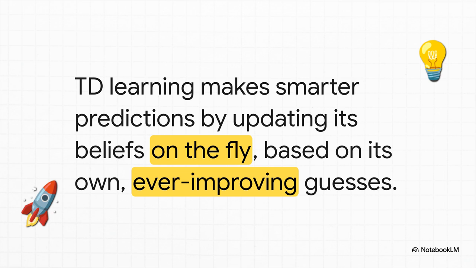It doesn't wait for the final answer. It learns step by step from its own journey. And that's what lets an AI learn and adapt in a complex world, one moment at a time. It really makes you wonder, right? If an AI can get this good at learning from its own guesses, how long until its guesses become even better than ours?